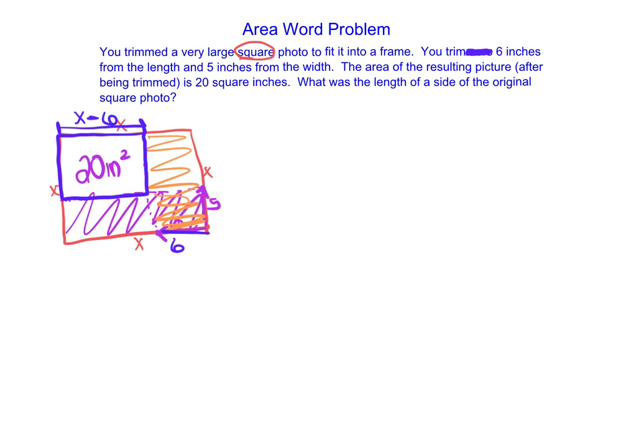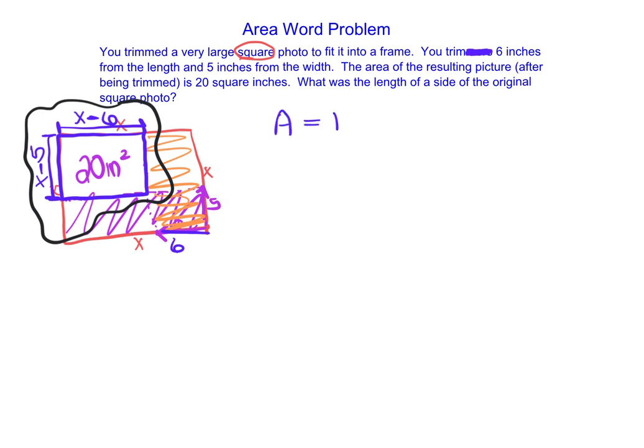And then going the other direction, this one right here is the original side length we had, which was x, but we trimmed 5 inches off of it. That's how it got smaller. So this rectangle that we're seeing right here takes a side length, chops 6 off, takes a side length, chops 5 off, and it equals an area of 20 inches. So let's write that into an equation.